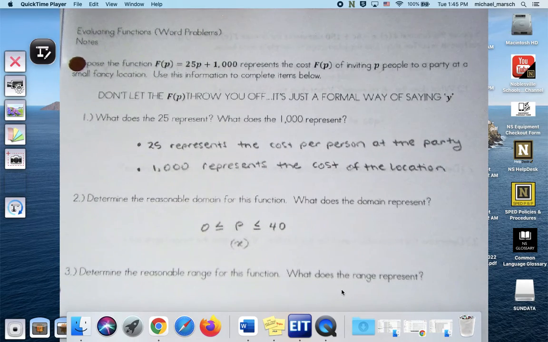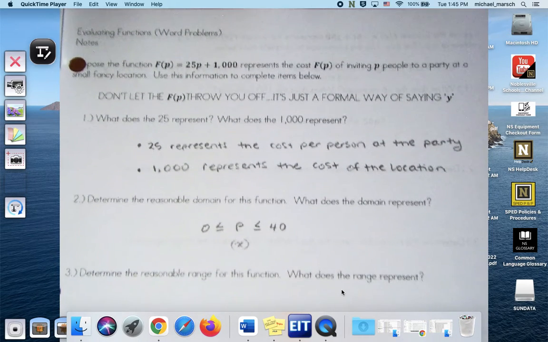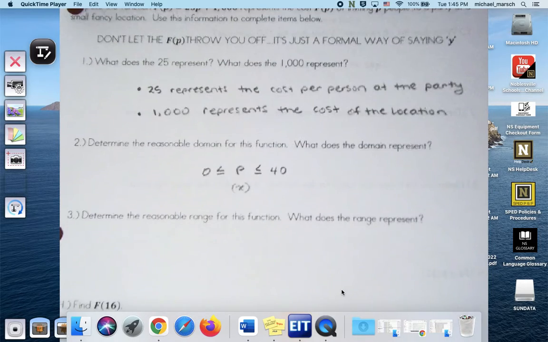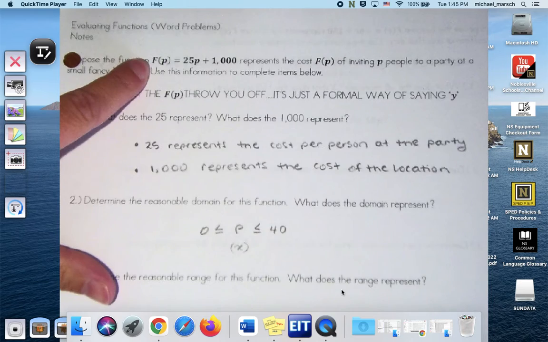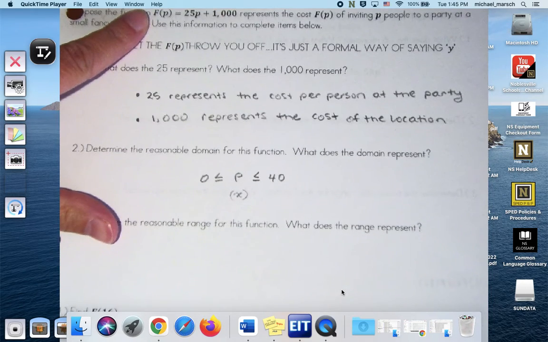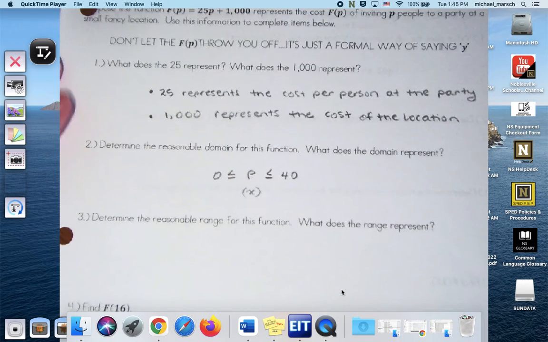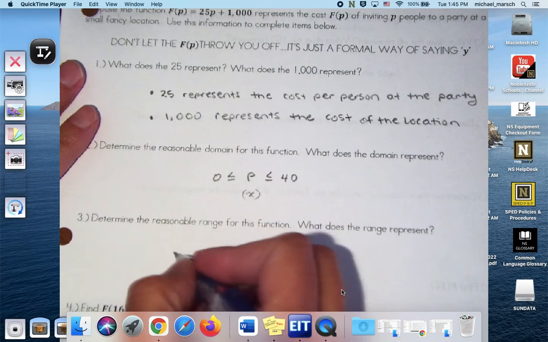So then what would be a reasonable range? Remember, the range is going to be our y values, which is the f of p. So what would be a reasonable amount to spend for this party? We know it's at least going to be 1,000, right?